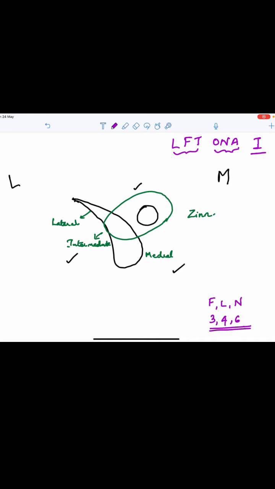Now we'll see what are these. Okay, LFT, ONA, I. Through the lateral part we have LFT. So you have the lacrimal nerve. Okay, so this is L, lacrimal nerve. Then you have the frontal nerve. Okay, that is F, and then you have the T. T is the trochlear nerve. So you have the LFT, and that is passing through the lateral compartment of the superior orbital fissure.